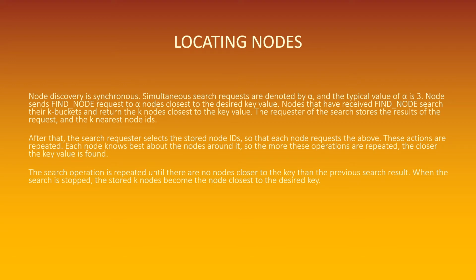And let us know about locating nodes. Node discovery is asynchronous. Simultaneous search requests are denoted by alpha, and the typical value of alpha is 3. A node sends a find node request to the alpha nodes closest to the desired key value.